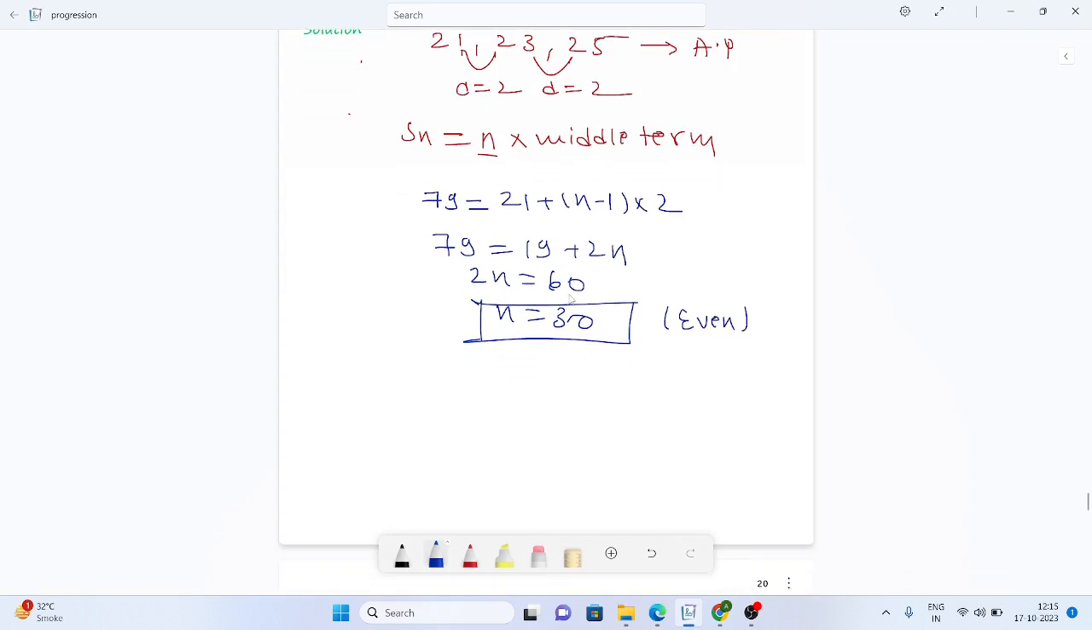So what is the middle term of the HP? n by 2, which is 30 by 2, which is the 15th term, and n by 2 plus 1, which is 15 plus 1, the 16th term. So the average of these two terms will give the middle term.